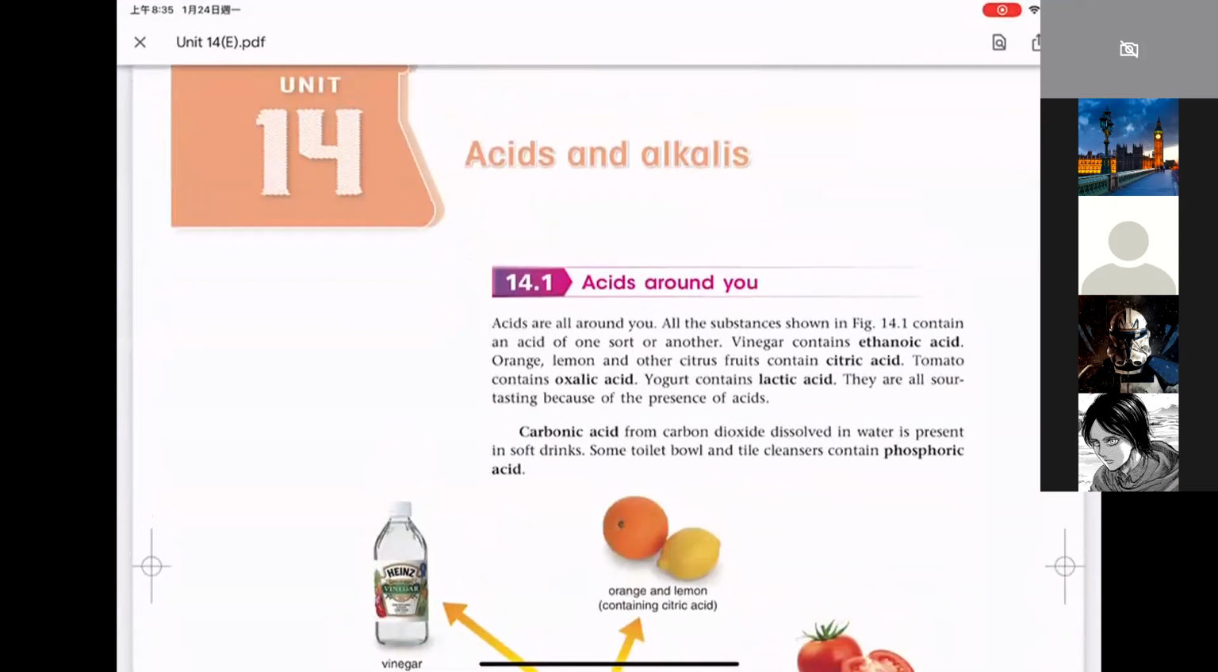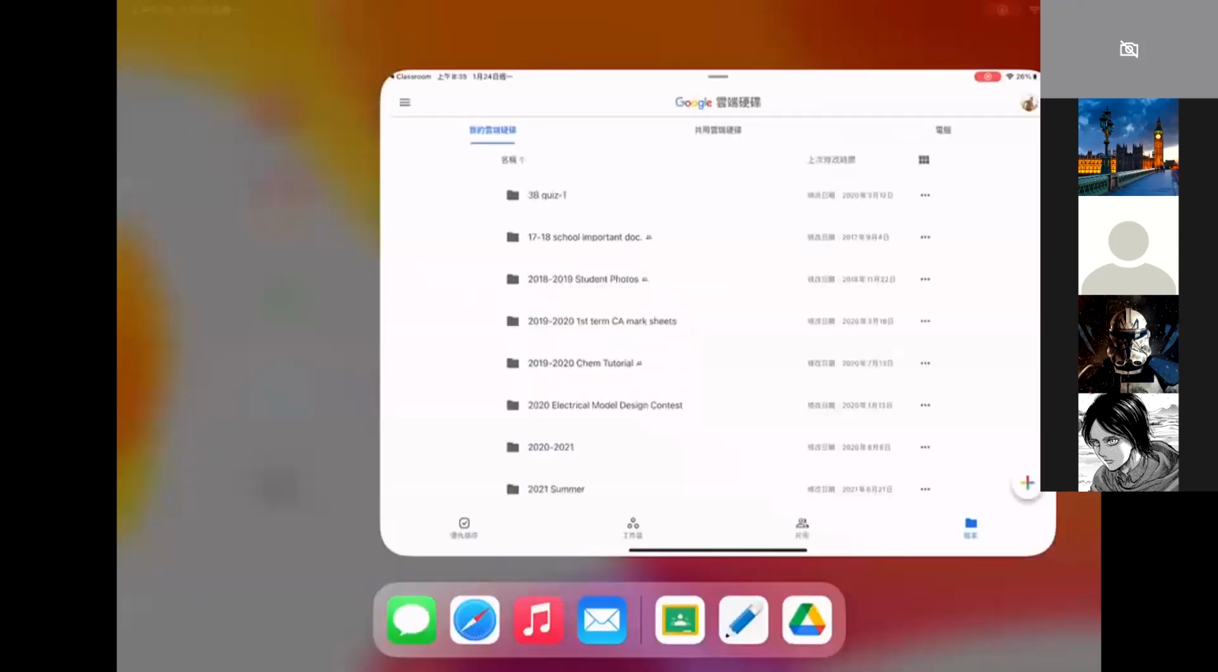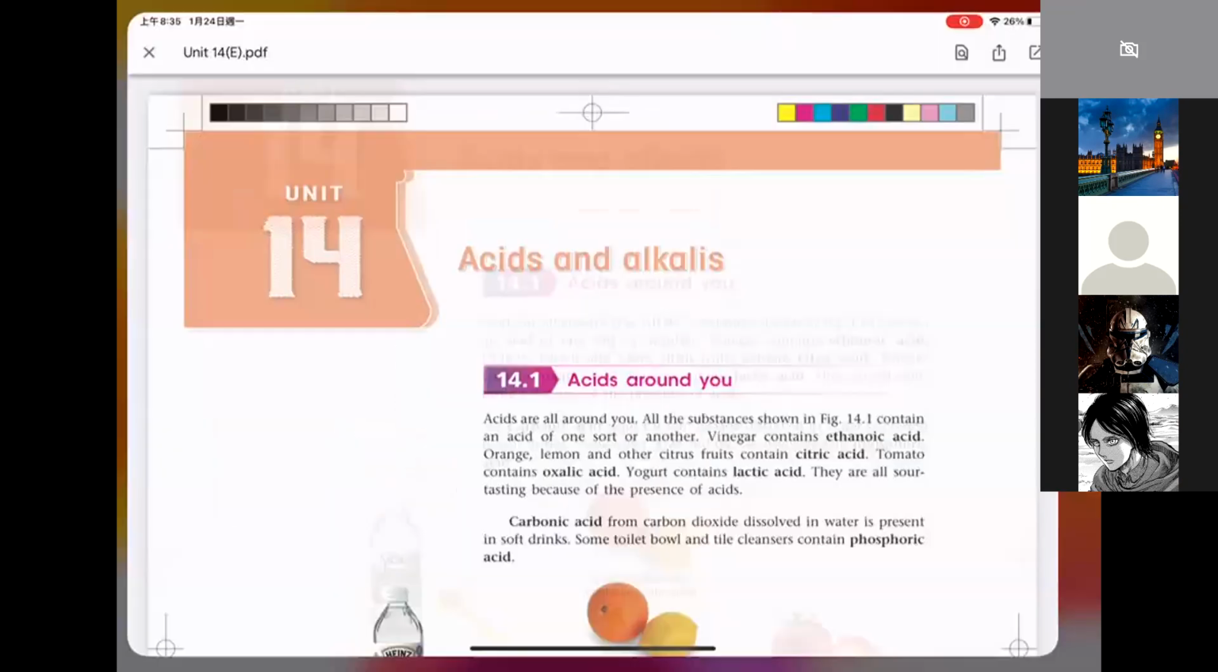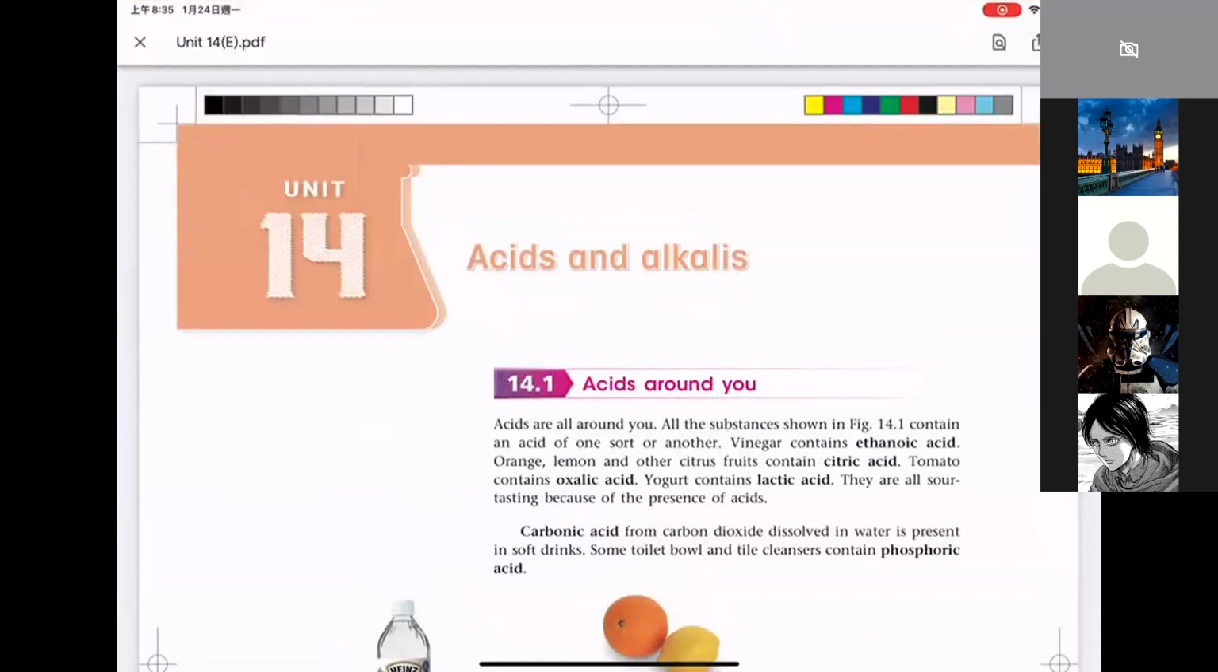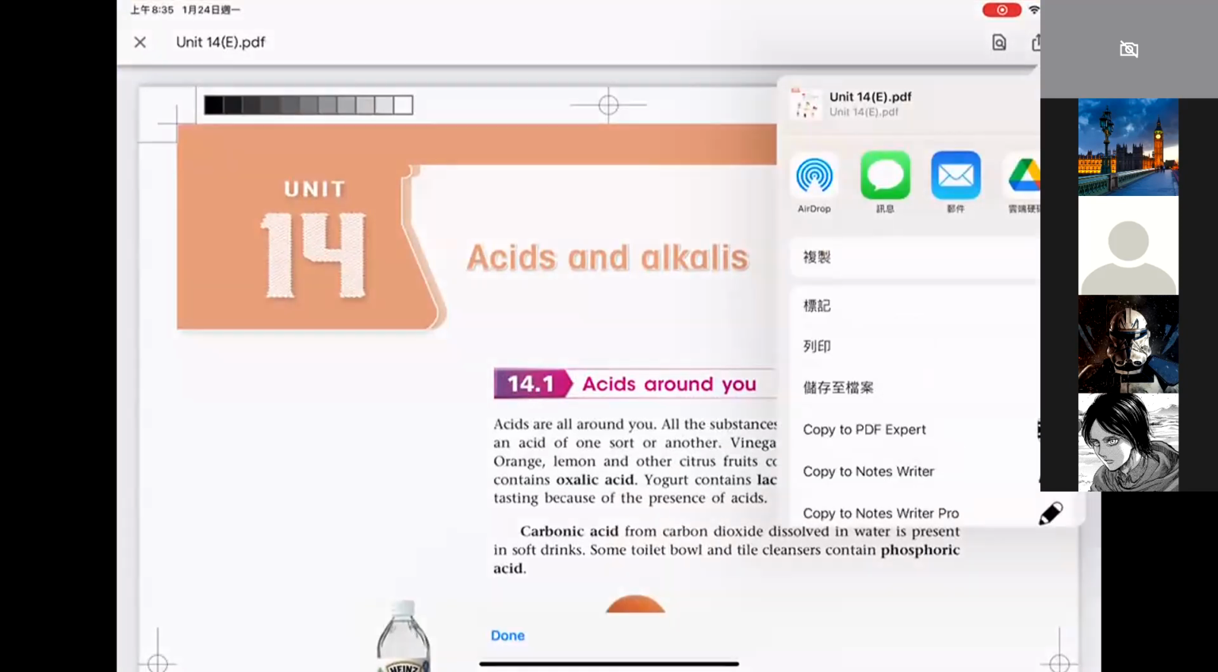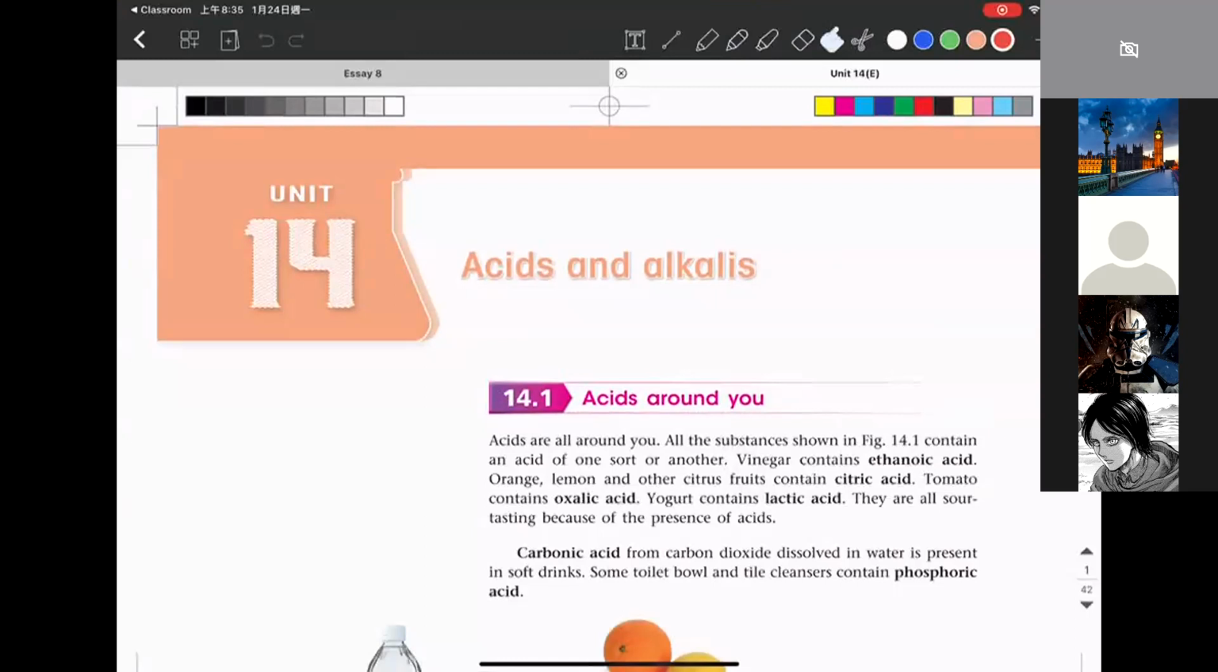Of course, in Form 2, you have heard of this topic before. How much do you know about acids and alkalis? I just want to hear some of you say aloud, or you just type it in the chat box. How much do you know about acids and alkalis?